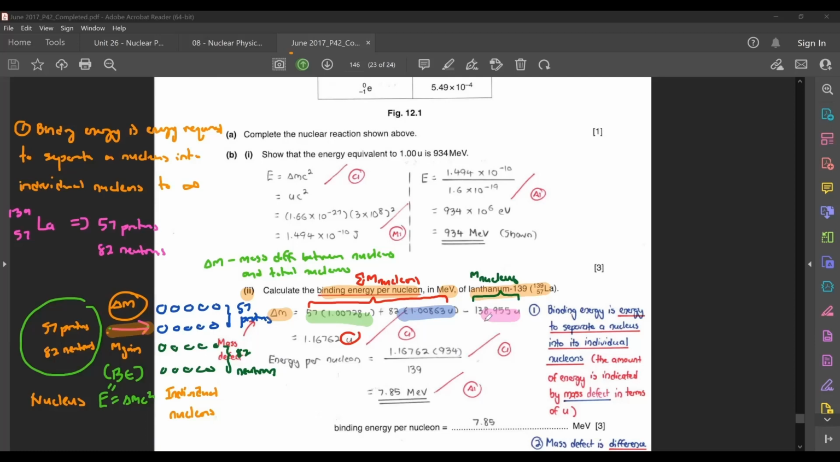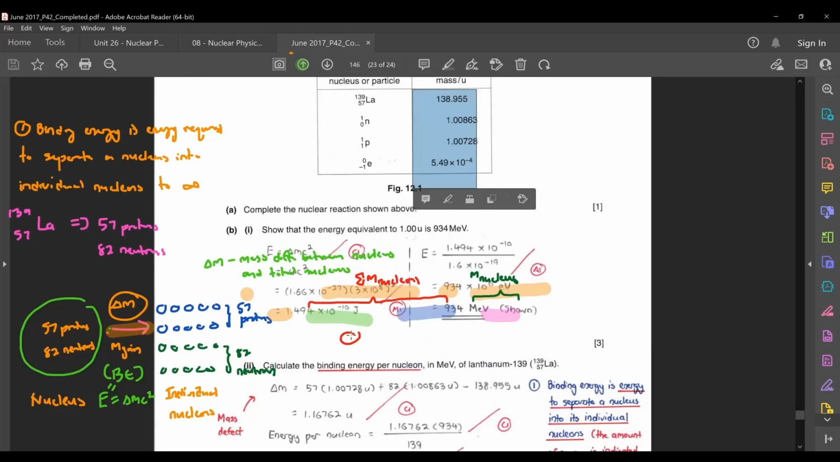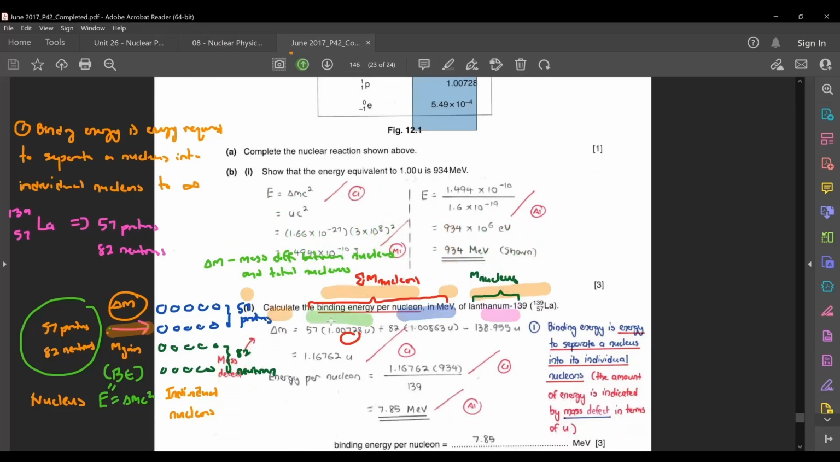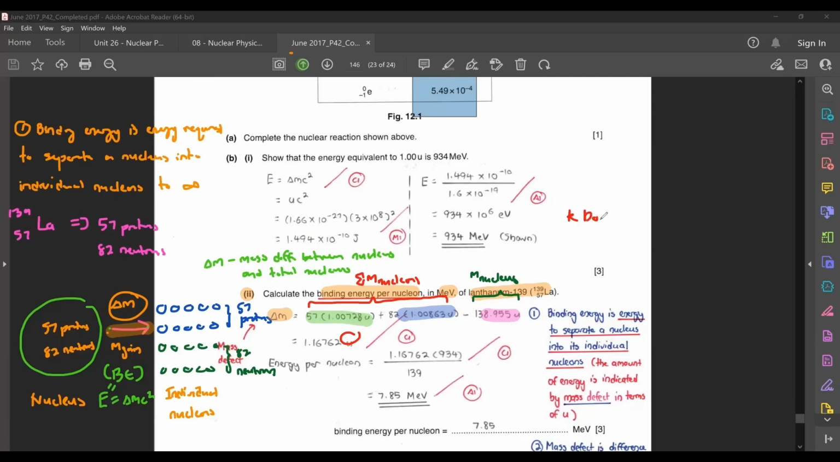Yeah, and also one thing I should probably mention to you here is this. If your table has already given your masses to a large number of SF, please use the SF as it is. Don't round it up. Don't round off your SF. Don't round up SF during the workings. Maintain as is.